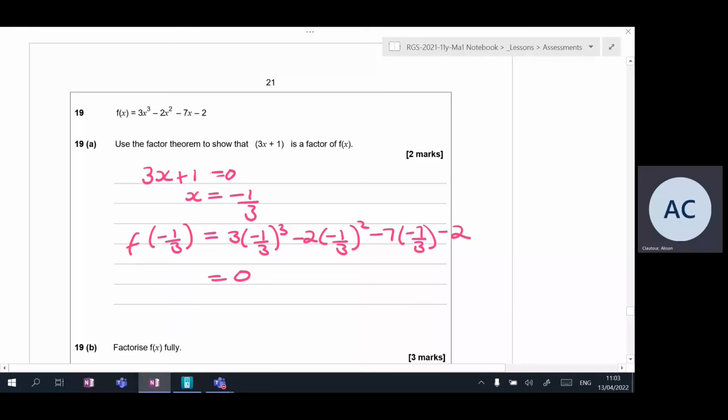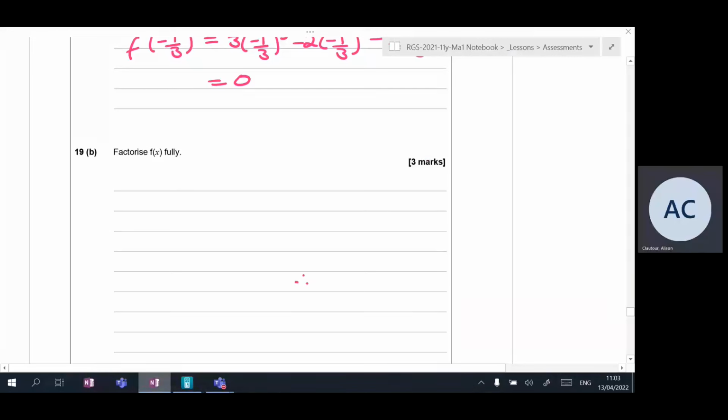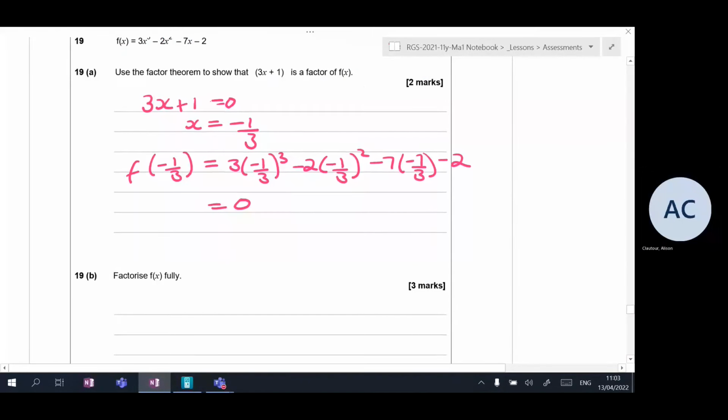You do then need to summarize, so you can't just leave it at that. You need to say, therefore, 3x plus 1 is a factor. So it's like a conclusion. So you won't get the marks without writing the conclusion. You need to show it equals 0 and summarize.